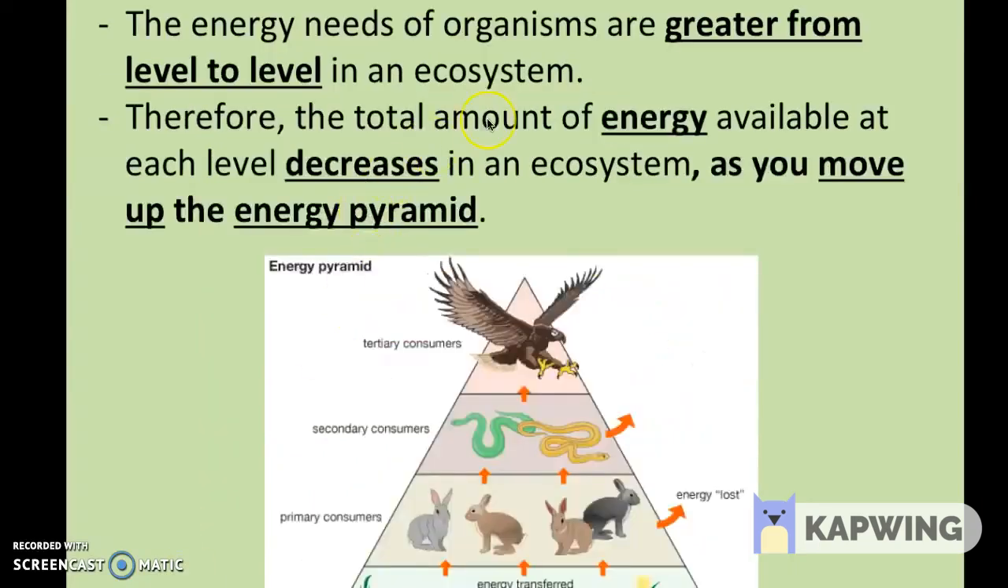So the energy needs of organisms are going to be greater from one level to the next. So this guy up at the top, this hawk, falcon, eagle, whatever kind of raptor or bird of prey this is, needs the most amount of energy. So it's going to have to consume a lot more than like the rabbits down here would have to in order to have the amount of energy that it needs for its daily consumption.